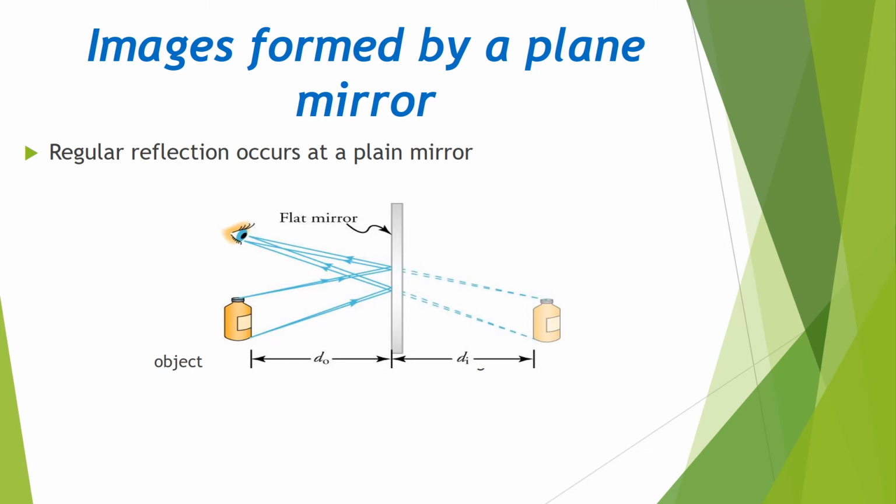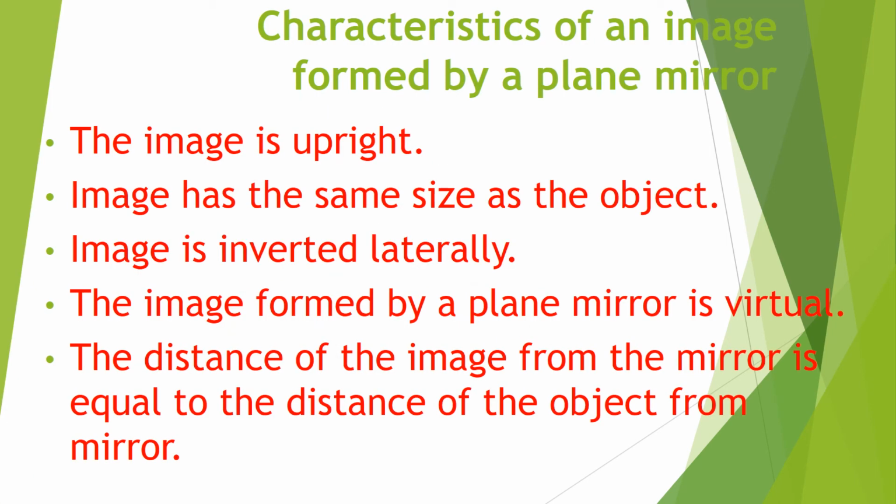When there is an image formed by a plane mirror, that image has common characteristics. Okay, let's go and see what the characteristics of this image formed by a plane mirror are. The first one is the image is upright. In the previous picture also, you can see the image of that object is upright.